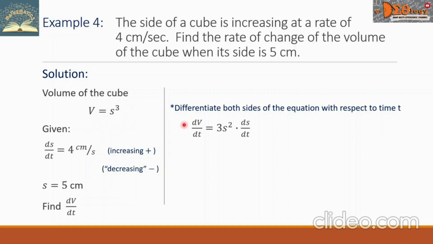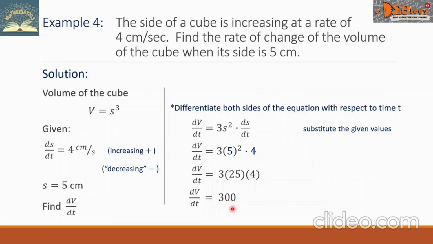The left side becomes dV over dt equals the right side, we apply the chain rule. So the s cubed becomes 3s squared times ds over dt. And from here, we're going to substitute the given values. Therefore, the s is now changed into 5 and the ds over dt is now 4. Simplifying further, 5 squared is 25, then the final product is 300. Our unit of measurement, cubic centimeter per second.